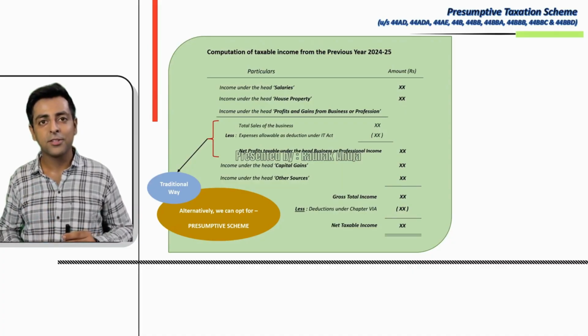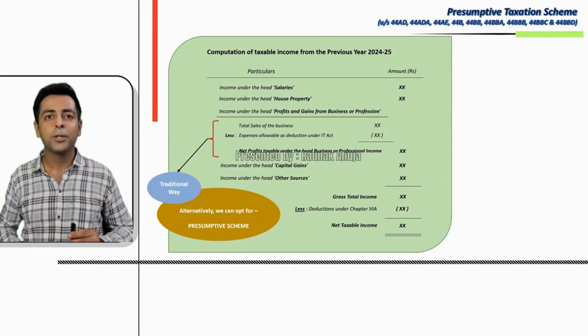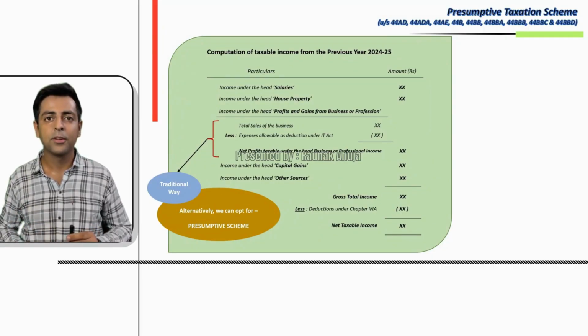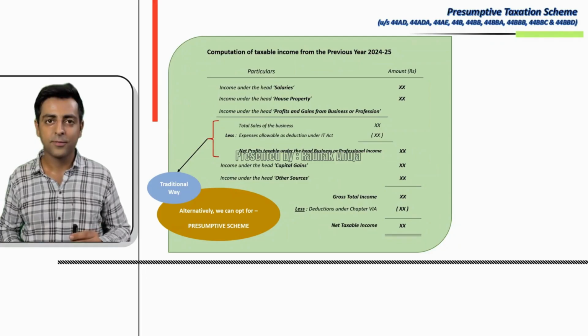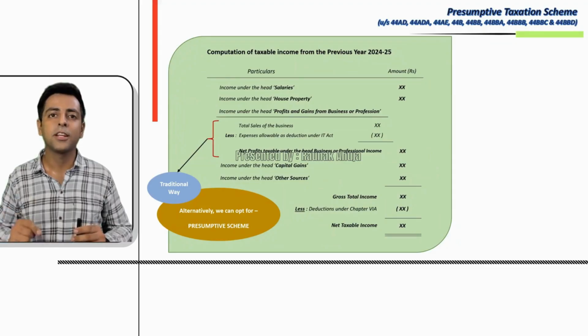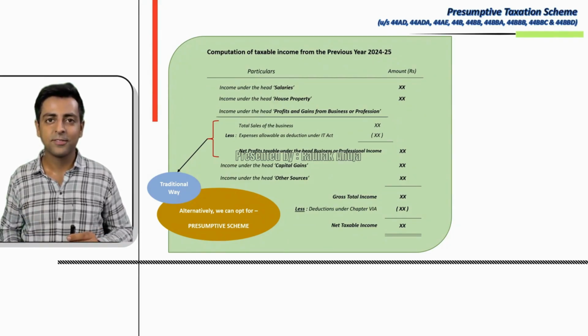Under the presumptive taxation scheme, you calculate profits as a percentage of the total sales. Now, what does this mean? The first step remains the same. You'll have to calculate the total sales of your business first. And then you simply apply a percentage on those total sales, and the resultant figure will be your taxable profits under the head business or profession. Yes, it is that easy.